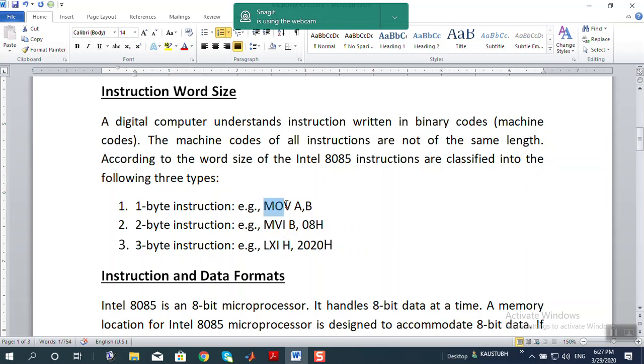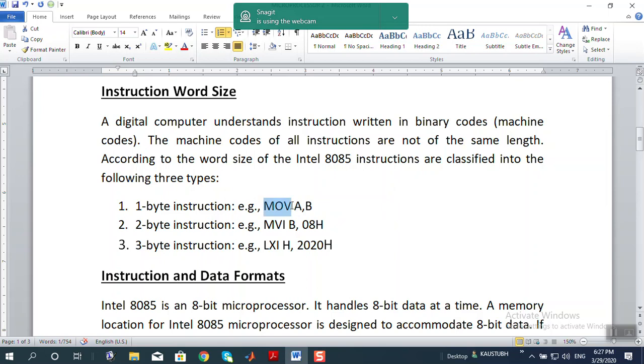For each of these mnemonics, there is a designated machine code or binary code available. So for the time being, this MOV A, B is an instruction whose output is 1 byte, that is 8 bit. The meaning of this instruction is, say some data is already there in register B of the 8085 microprocessor, it will be copied to the accumulator. A means accumulator.